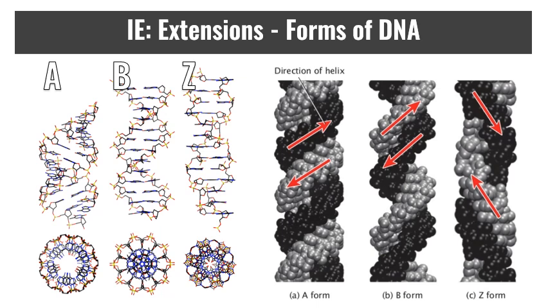A-DNA is a rare structural form that happens when DNA is dehydrated. B-DNA is the more common type, and it's the one that we think of when we think of DNA structure. And then Z-DNA is a left-handed double helical conformation that has a sort of zigzag pattern. The exact function of Z-DNA is not known, but we do know that it's typically found upstream of the start site of a gene, so it probably plays some role in regulation.